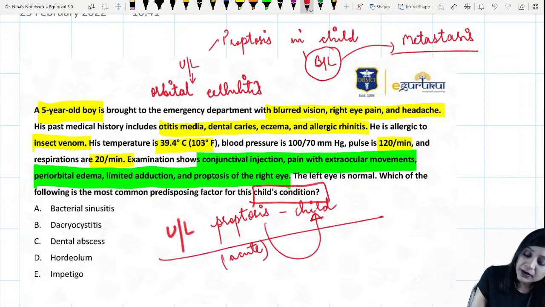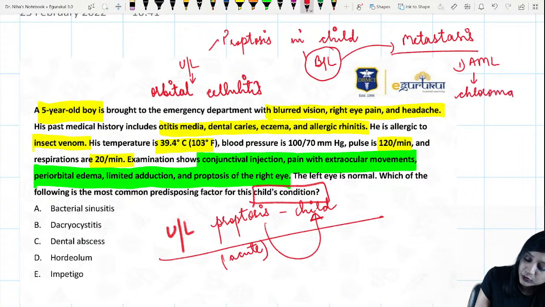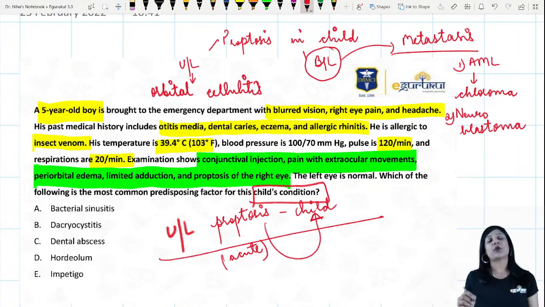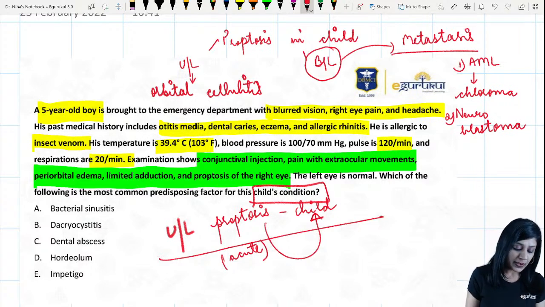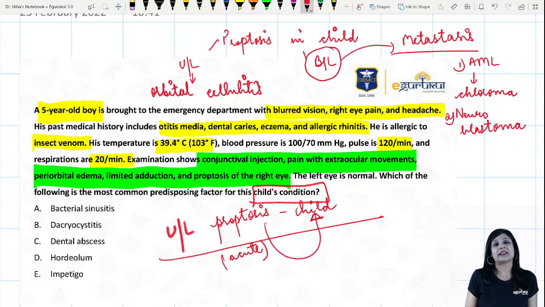They may be coming from, number one, AML. AML gives chloroma. There was a question this year in NEET 2021, an ophtha and patho integrated question, where they asked about chloroma. And number two is neuroblastoma. So you learn two important things: the most common cause of unilateral proptosis in children and the most common cause of bilateral proptosis. This is the first thing that you have learned.